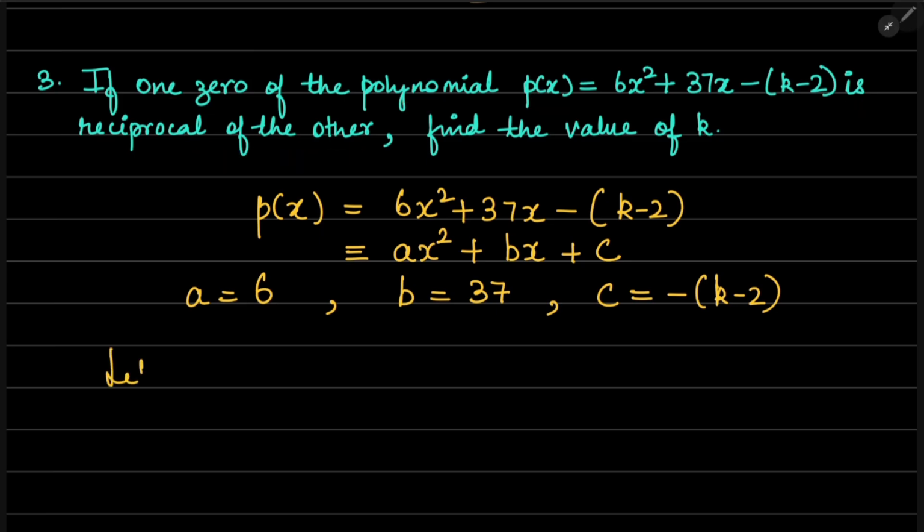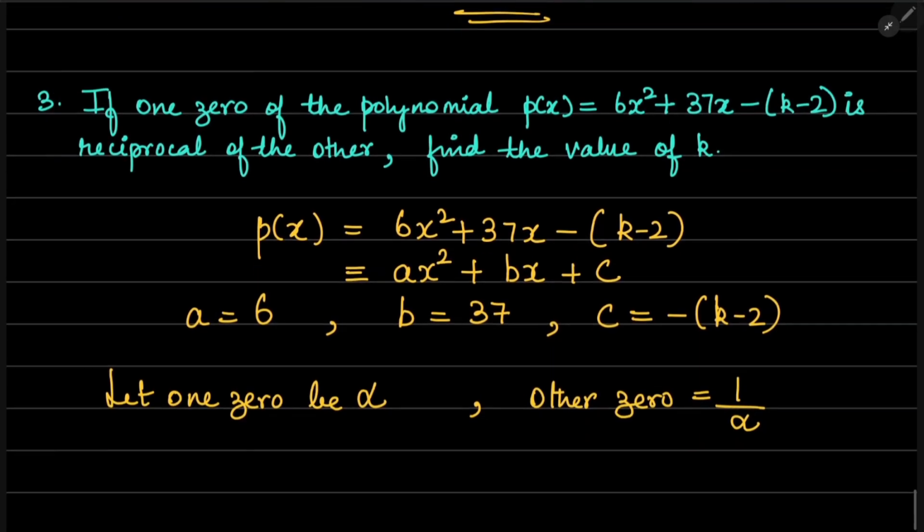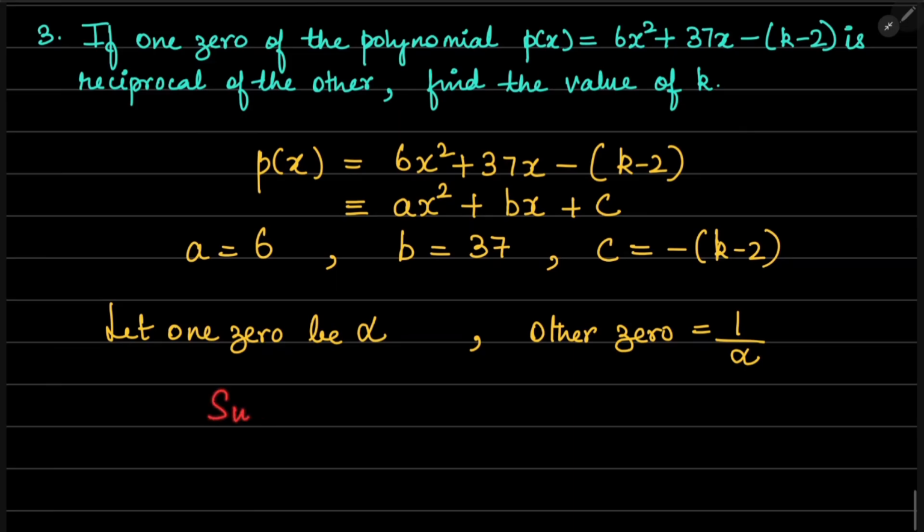So, let one zero be alpha. Then what will be the other zero? It will be 1 by alpha. That means it's a reciprocal. Now, let us find out the product. Why am I finding the product and not the sum here? Because for the sum of zeros, the formula is alpha plus beta equal to minus b by a, and b and a do not contain k. What we need is k, and k is contained in c. So let us calculate the product of the zeros.